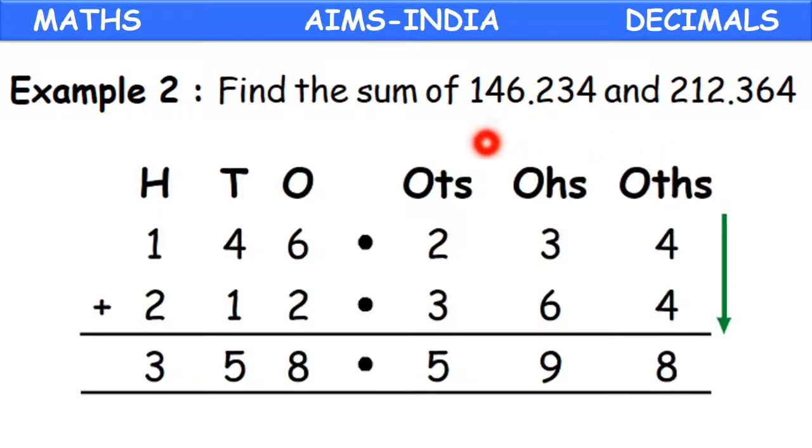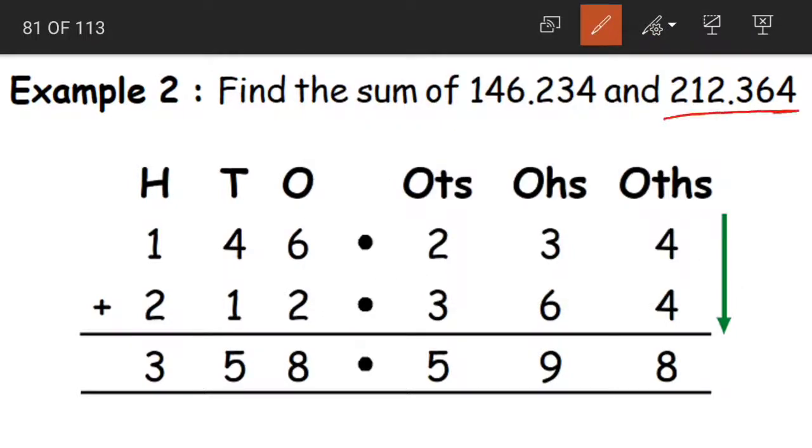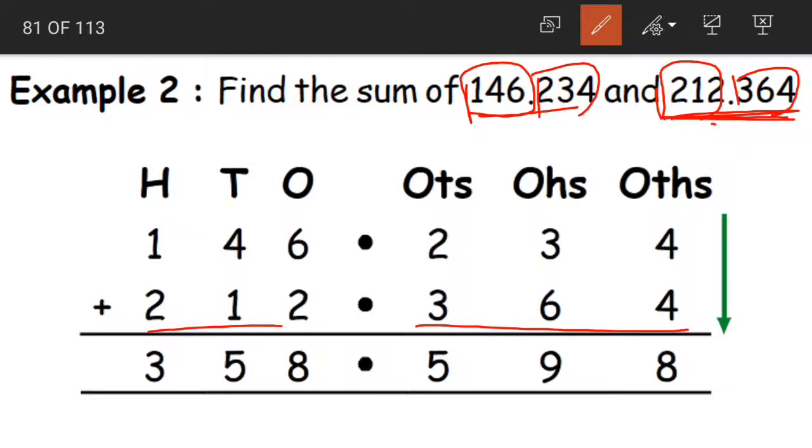Next, find the sum of 146.234 and 212.364. See, first 146.234 written as it is. Now coming to the second number, 212.364. Both numbers have the same number of decimal places and also the same number of whole number places. So we can write it as it is, 212.364.